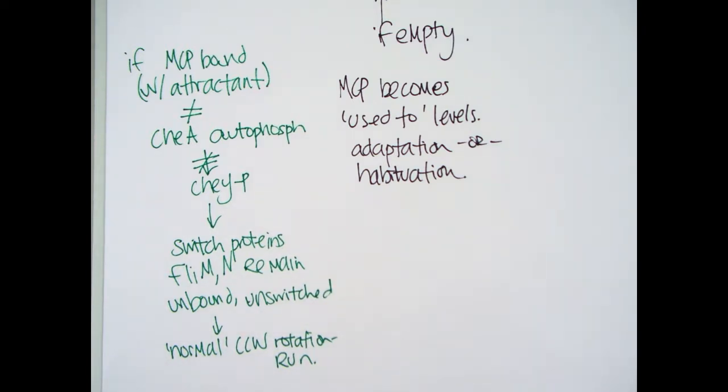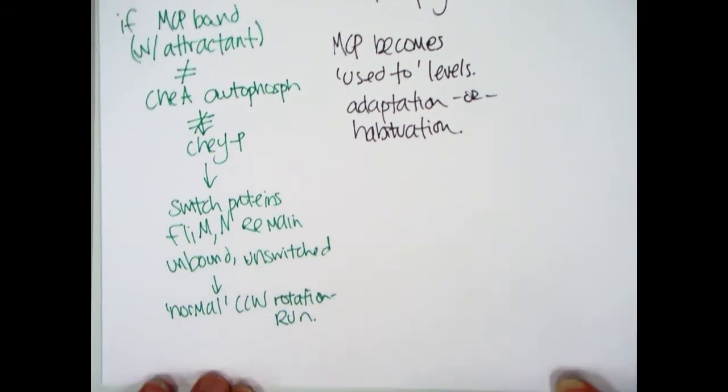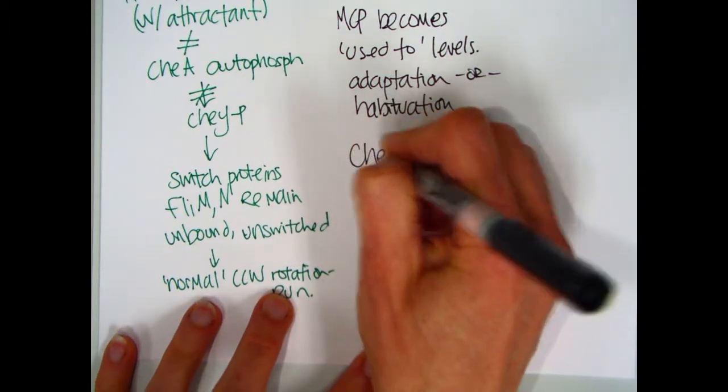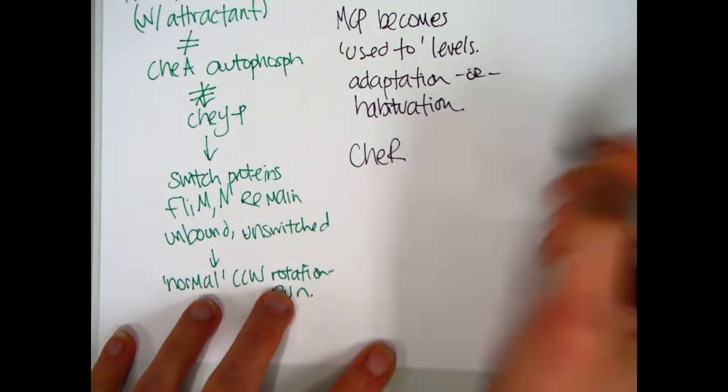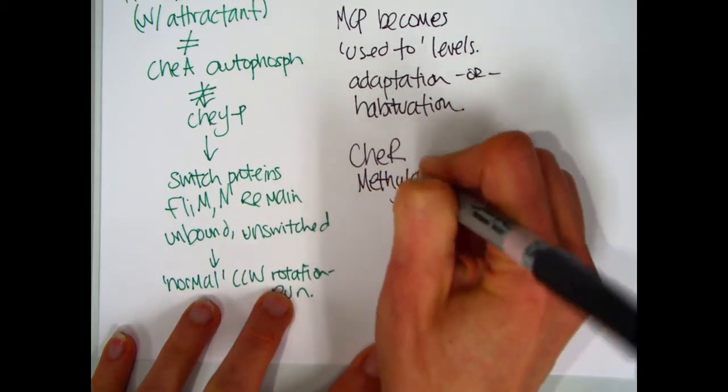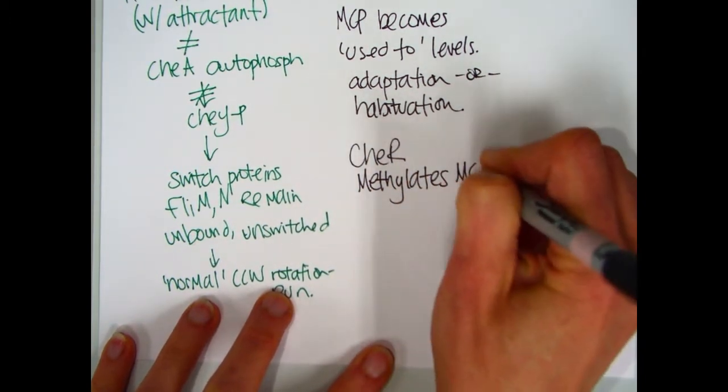And so adaptation or habituation prevents a response, prevents the ability to detect a higher level of the thing. So if the receptor is full at a low level, then the receptor can't get fuller, right? It's already full. And so adaptation or habituation prevents the cell from detecting a higher level of the attractant. And so the cell has to do something about this. And so what the cell does is there is a protein called CheR. CheR methylates MCP continuously.